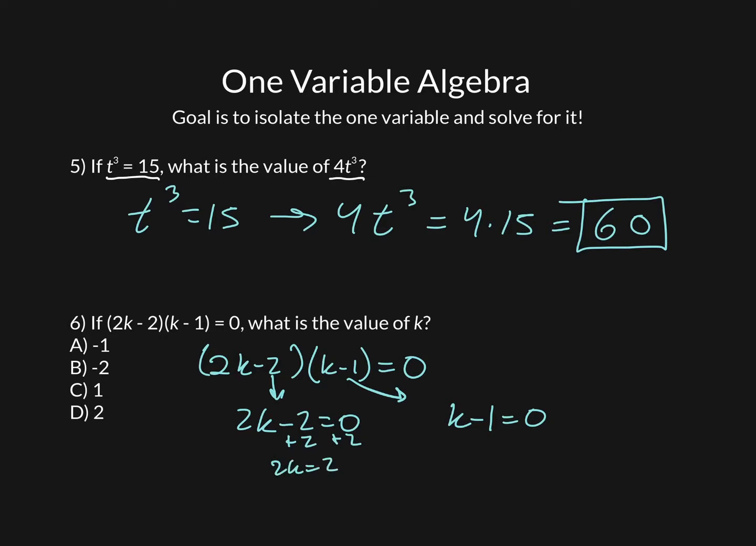2k equals 2 divided by 2. We have k, in this case, would be 1. Here we have just plus 1 plus 1. In this case, k would also be 1. So because k is 1 in both scenarios, what is the value of k? We know our answer's got to be C, 1.